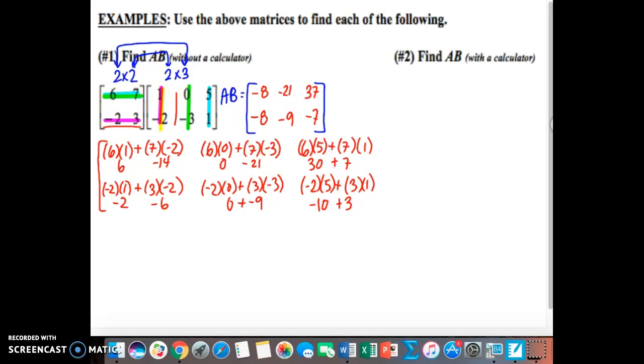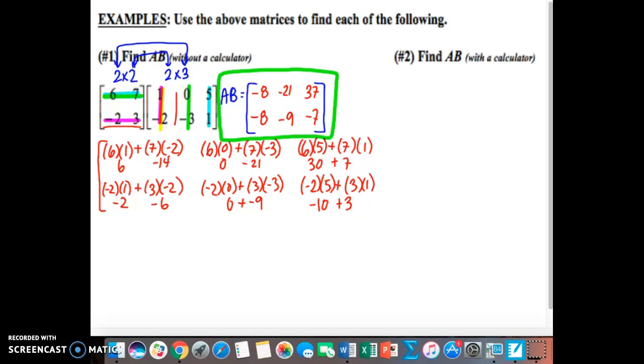So our matrix AB is a 2 by 3 matrix, and its entries are negative 8, negative 21, 37, negative 8, negative 9, negative 7.